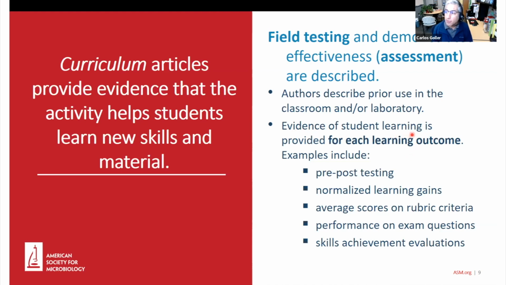And we want evidence of student learning provided often for each learning outcome. And this really helps make clear and evident the alignment between the stated learning objectives and the assessments. And again, examples of student learning may include pre-post testing, normalized learning gains, average scores based on rubric criteria, performance on exam questions, and skills achievement evaluations.